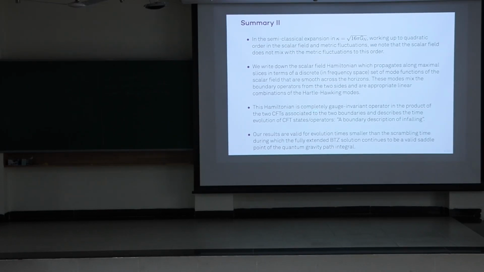This Hamiltonian is a completely gauge invariant operator that lives in the product of the two CFTs associated to the two boundaries, and describes time evolution of CFT states and operators. This is like a boundary description of what it means to be infalling. A final point is that our results are valid for evolution times much smaller than the scrambling time, during which we trust that the BTZ black hole solution continues to be a valid saddle point of the gravity path integral.